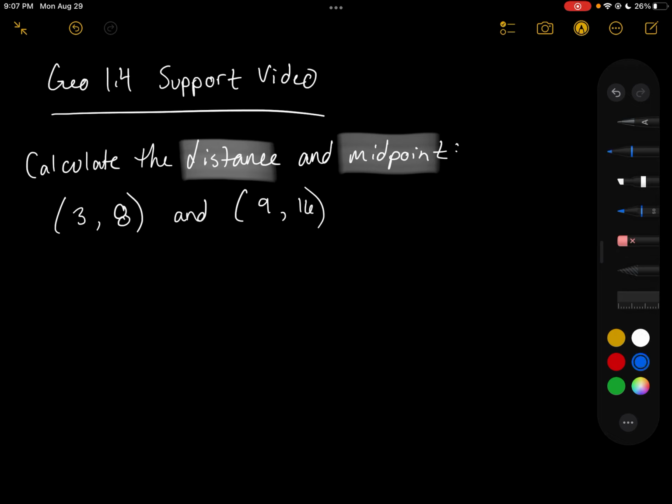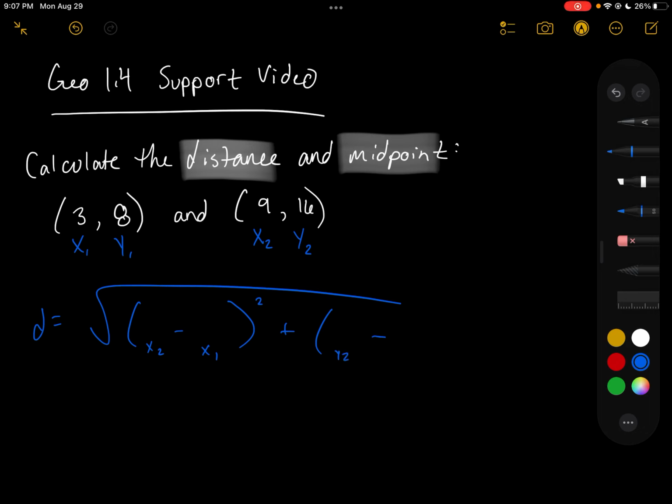So the first thing that we want to do to start off is label our x1, our y1, our x2, and our y2. And we're going to use these to plug into our formulas. So a reminder, our distance formula is going to use x2 minus x1 squared plus y2 minus y1 squared. So what we're going to do is just copy directly down from above all of these points. So x2 above is 9, x1 above is 3. y2 above is 16, y1 above is 8.